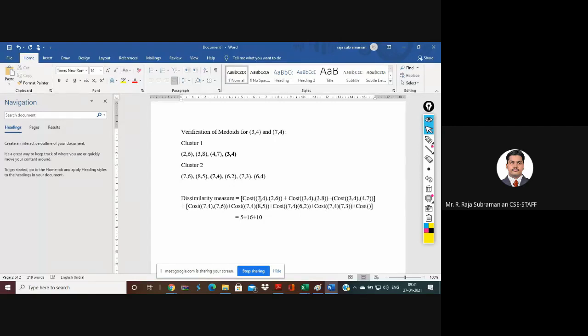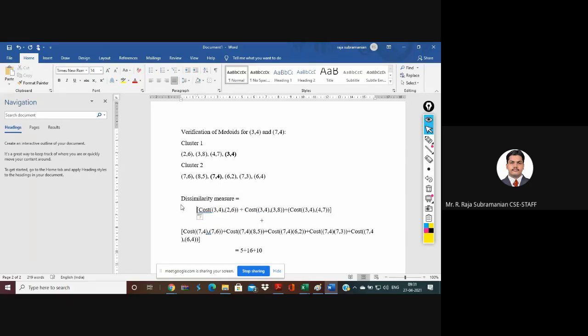Finally, cost of 7 comma 4 comma 6 comma 4. These we take, and for this also I can find the cost. I calculate both. This is 5 plus 16 plus 10 for cluster 1, and for cluster 2 I calculate the same thing.